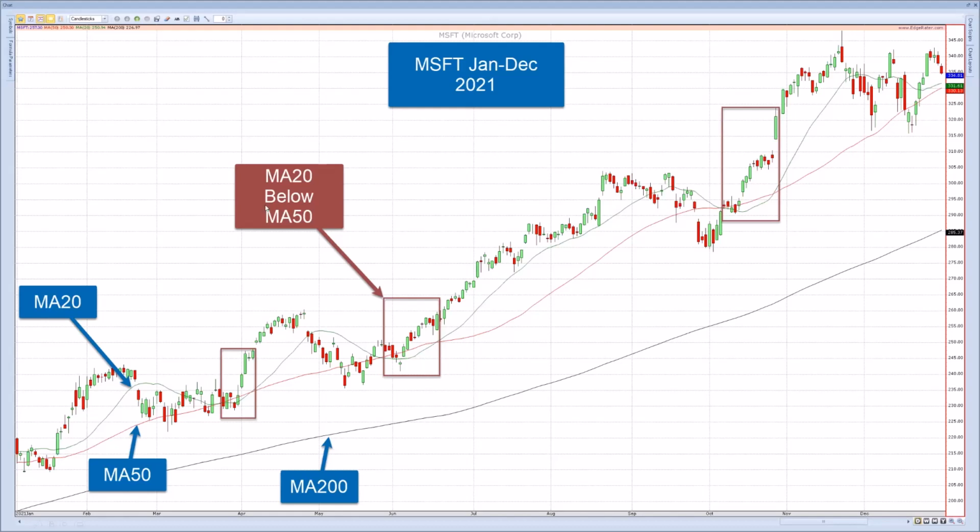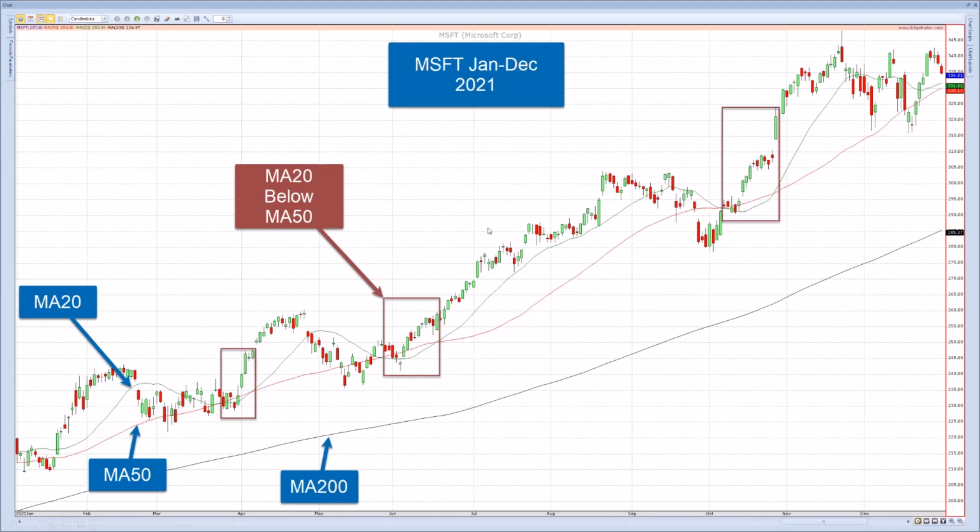I've broken this down into the times when the 20 period moving average is above the 50, and then when the 20 period moving average is below the 50. Those times when the 20 is below the 50 are in these boxes here. There aren't that many in 2021 for Microsoft because 2021 was pretty much an up year in the market. There were just 3 occasions when the 20 was below the 50.